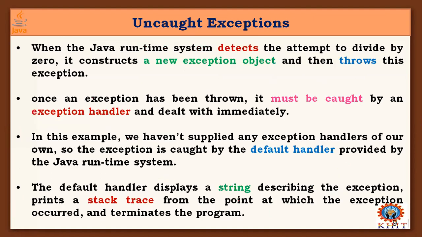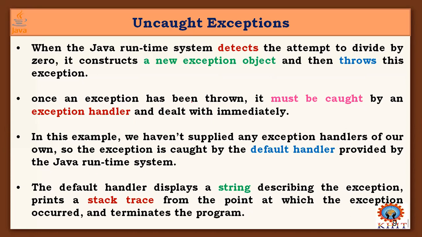Next one. When the Java runtime system detects the attempt to divide by 0, it constructs a new exception object. What type of exception is it? ArithmeticException. So the runtime constructs one new exception object, an ArithmeticException object, and then throws this exception. So actually this runtime exception occurred in your program execution, and the runtime creates one ArithmeticException object and throws it out of the code.